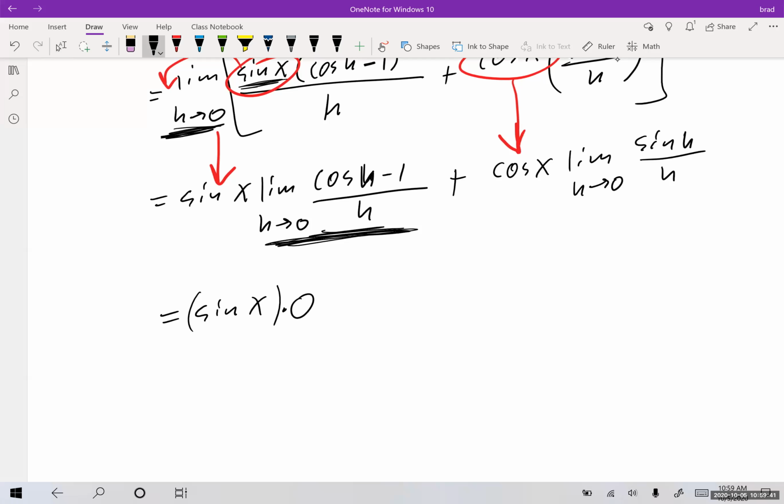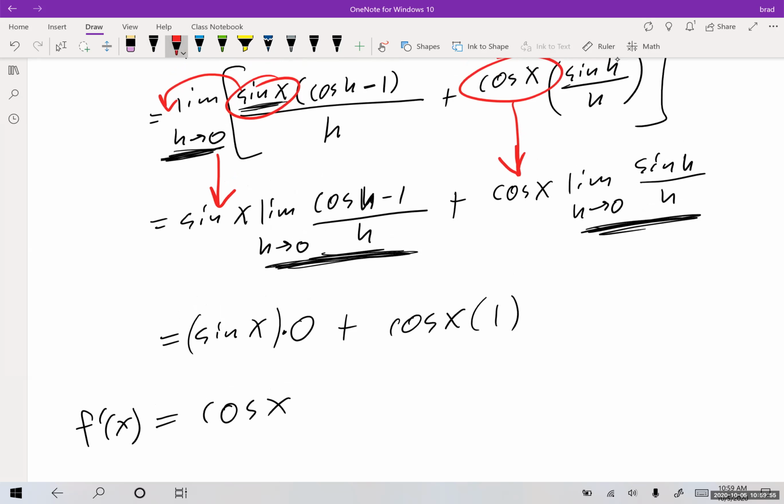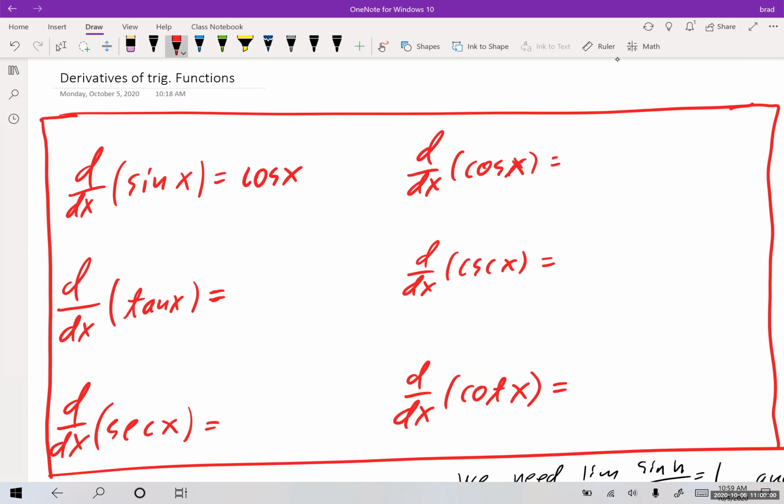So this would be times 0. And then this would be plus the cosine of x, and we know that this limit is worth 1. So we end up with cosine of x. So what this means is that the derivative was cosine of x. So now I can go up here and put this in my table, cosine of x. Now, I'm not going to go through and prove the cosine of x one, but the derivative of cosine of x would be negative sine x, and you would do it in a similar fashion.